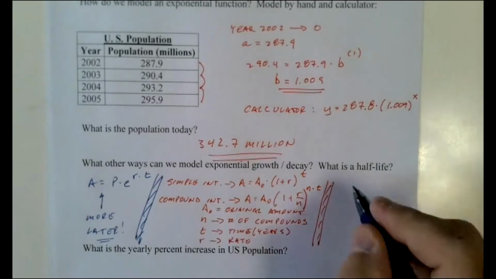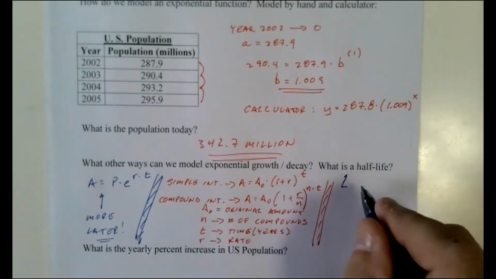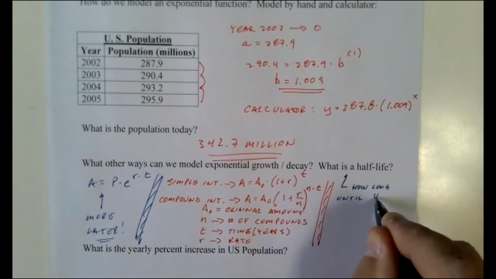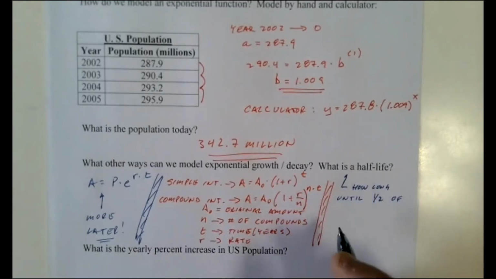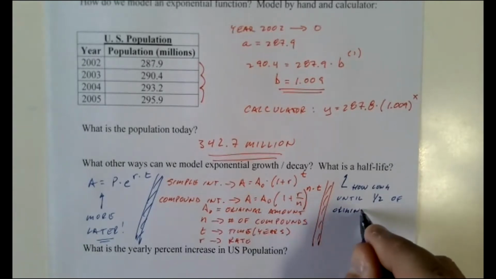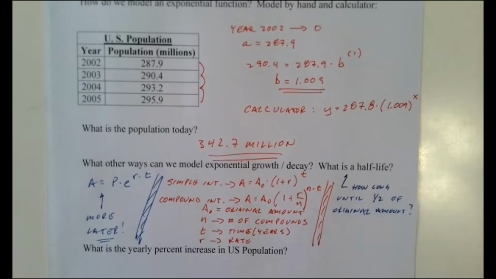And what's a half-life? Well, we do a lot of math with this, especially in a chemistry class. So we say how long is it until half of the original amount? Now, this is something I cannot get students to understand. I just can't for whatever reason. But if you have A equals A naught in any of these, so let's go with e to the RT.